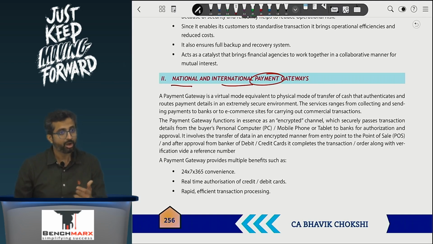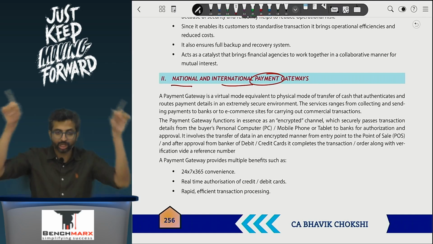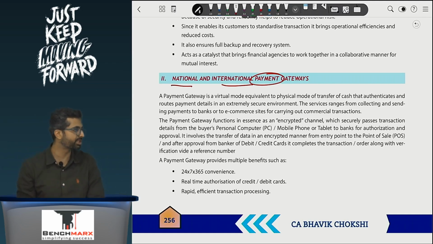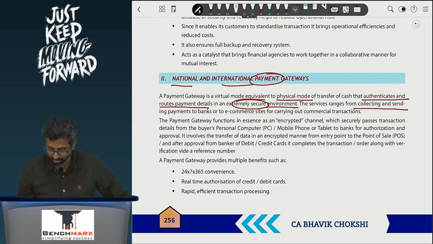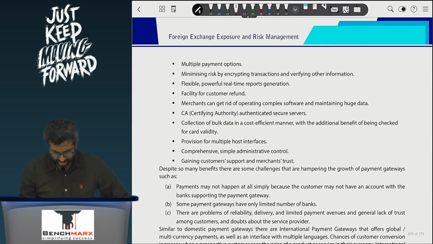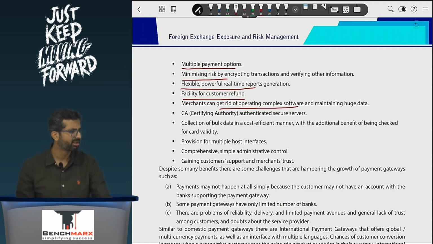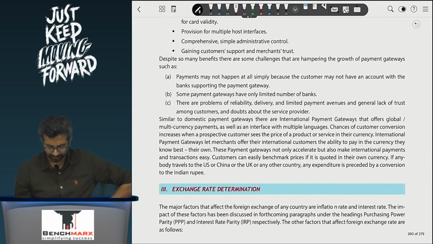Fintech जो बोलता है ना, it's the biggest thing जिसने पुश किया है आज के डिजिटल इकोनॉमी को. बिकॉज अगर पेमेंट ऑनलाइन नहीं हो पाता तो ये पूरा जो आप देख रहे हो कुछ भी नहीं हो पाता. It is because of the digital payments that all of this is sitting on digital payments, right? Okay, so payment gateway is equivalent to a physical mode of transfer that authenticates, routes the payment details in extremely secure environment. The services range from collecting and sending payments to banks, e-commerce sites, etc. This is payment gateways. Various things, they give you multiple payment options, minimize the risk, real-time reports are there, customer refund can be generated, merchant can get rid of those softwares like वो बॉक्स वगैरह डालने का क्रेडिट कार्ड के लिए जरूरत नहीं है, क्यूआर कोड पे हो जाएगा. So a lot of benefits.